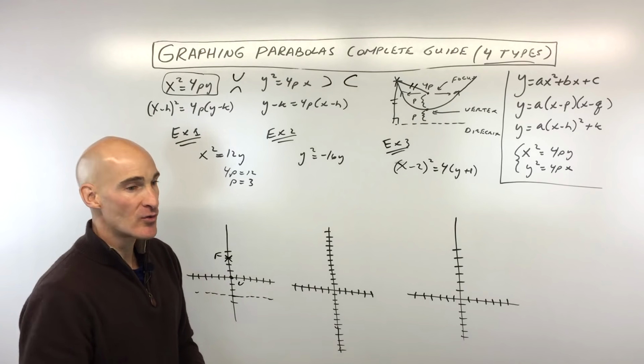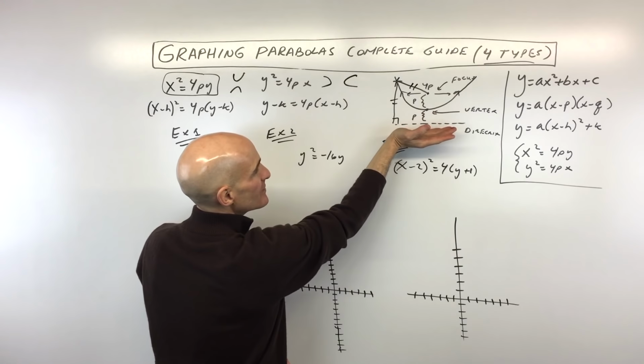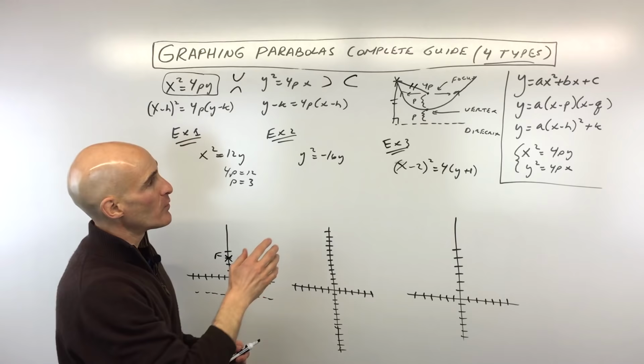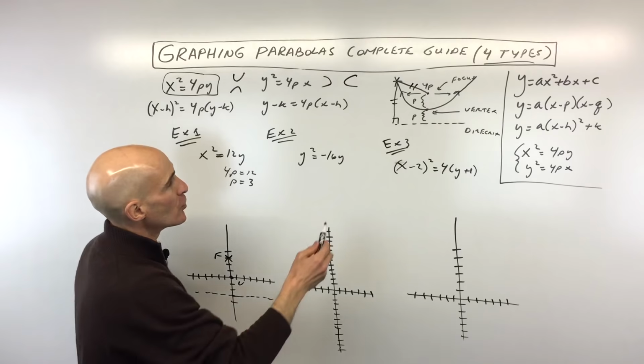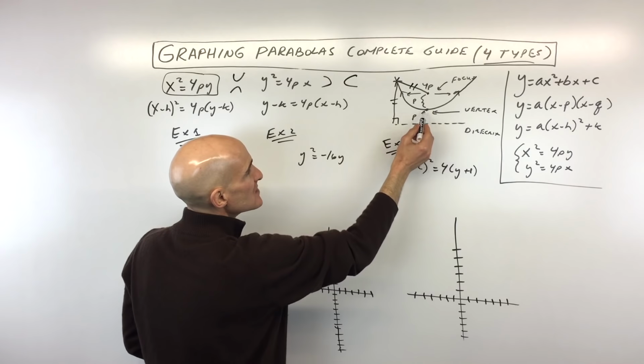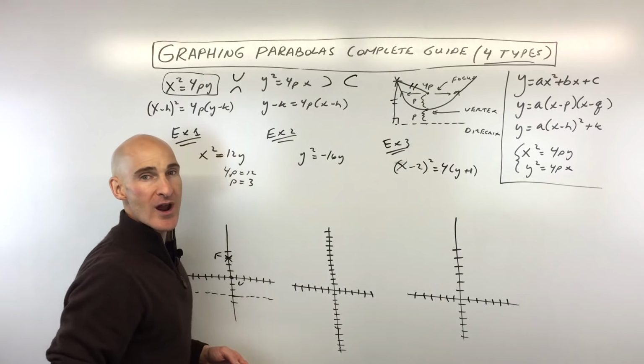You can think of the directrix like a deflector, like it's deflecting the parabola, like it's going this way and it's deflecting it. So it always opens away from the directrix towards the focus. Notice that this p distance, this focal distance, is the same from the vertex to the focus as it is from the vertex to the directrix.